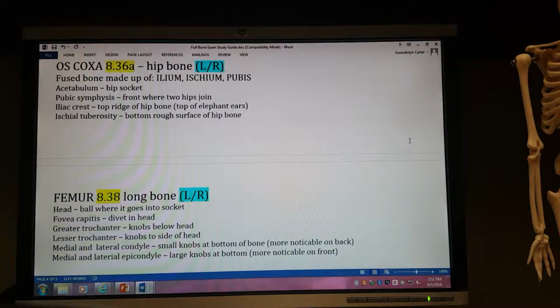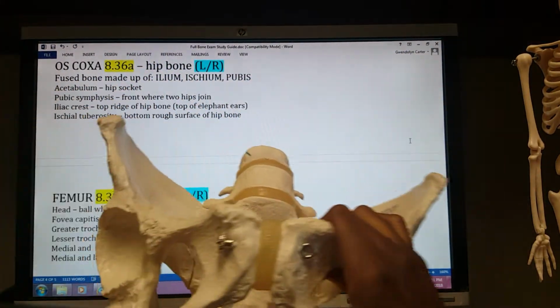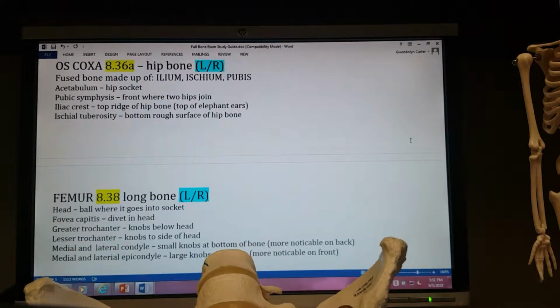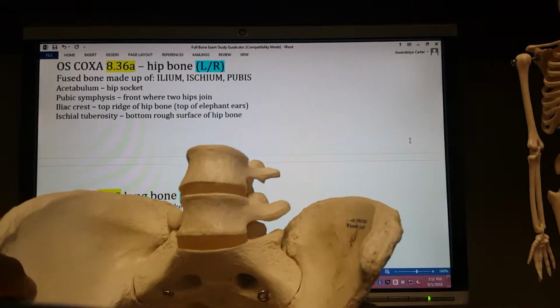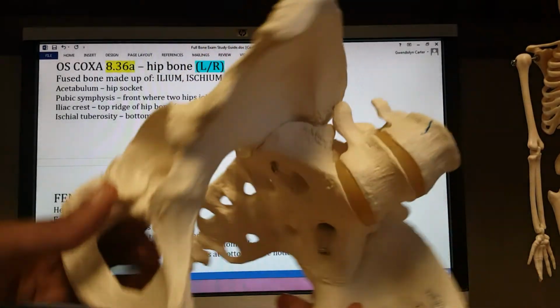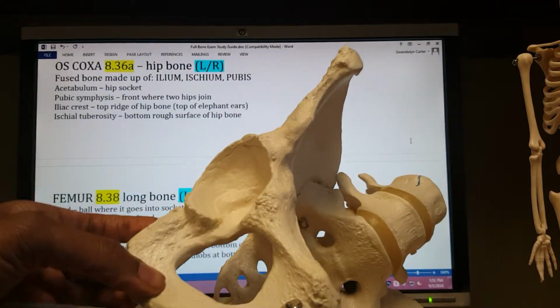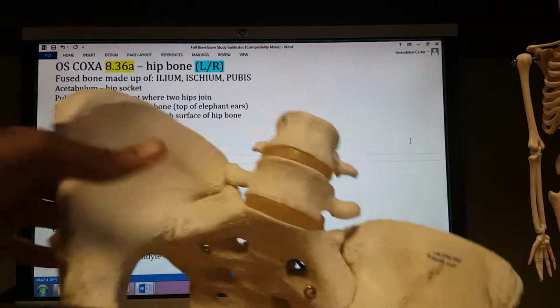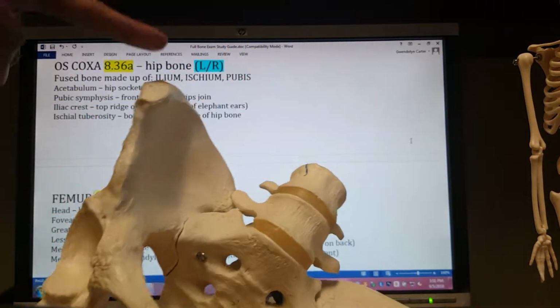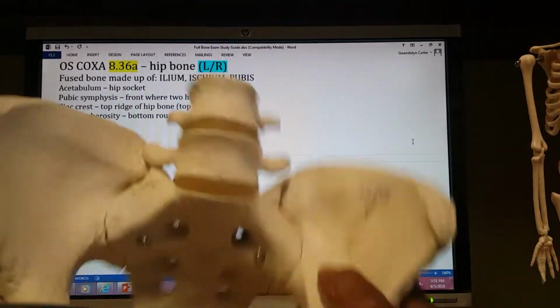Other features to know for your os coxa, your pubic symphysis. So there's a joint where your 2 hips join together in the front. So that's this portion here, right here in the middle. Also need to know the iliac crest, which is on top of your ilium. So that's this rough surface area at the top here. And your ischial tuberosity, so another rough surface off the ischium bone that's here. So ischial tuberosity here. So we have ilium, ischium, pubis, iliac crest, ischial tuberosity. Whole thing is os coxa.